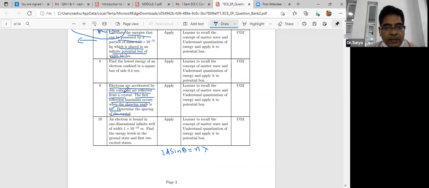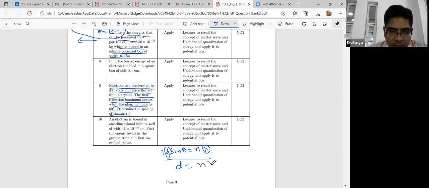Electrons are accelerated by 344 volts and are reflected from a crystal. The first reflection maximum occurs when the glancing angle is 60 degrees. Determine the spacing of the crystal. For that you have to use the expression 2d sin theta equals n lambda. First find the lambda value and then find d. So d equals n lambda by 2 sin theta. This is your expression for the d value.